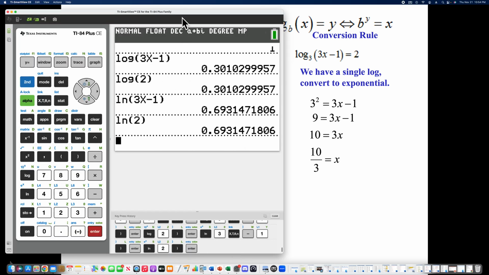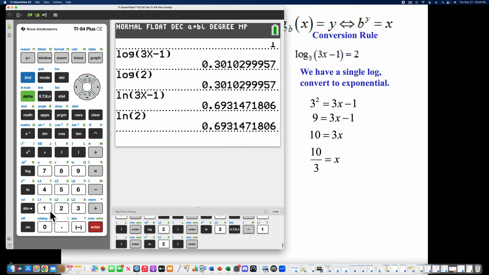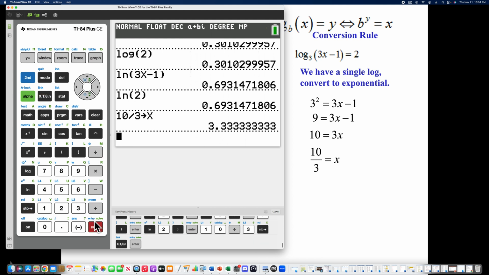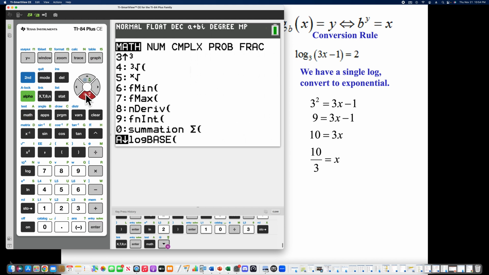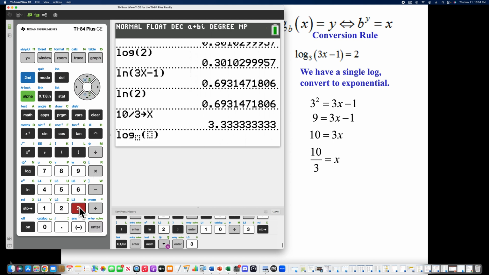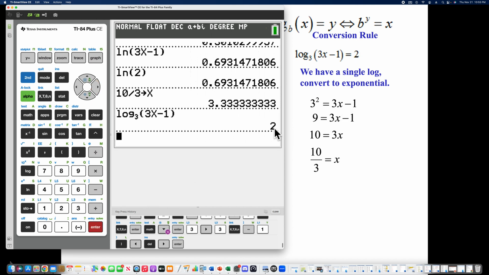There you go. Okay, so again, if we wanted to check this, 10 divided by 3, store it for x. Log base 3, under math, scroll down till you get to A. Enter base 3, 3x minus 1. Close it up. Whoops. I don't need to hit parentheses there because they already have that there for me. All right, it should equal 2. Yes, it does. I know everything's good to go. It's correct.